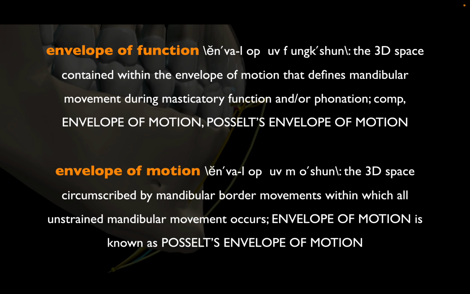So let's again focus in on definitions, and this is from the Glossary of Prosthodontic Terms. Envelope of function, the 3D space contained within the envelope of motion that defines mandibular movement during masticatory function and phonation, so chewing, speaking. Envelope of motion is the 3D space circumscribed by mandibular border movements, within which all unstrained mandibular movement occurs. This is also known as Posselt's envelope.